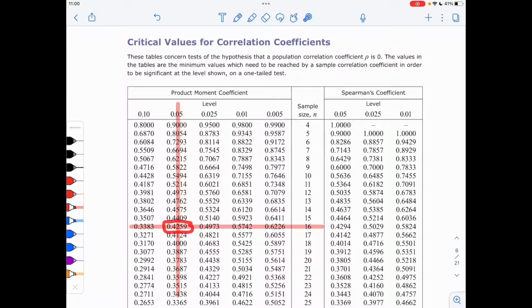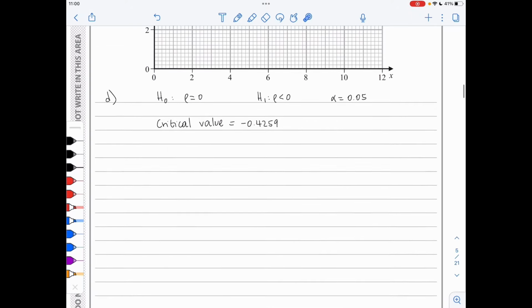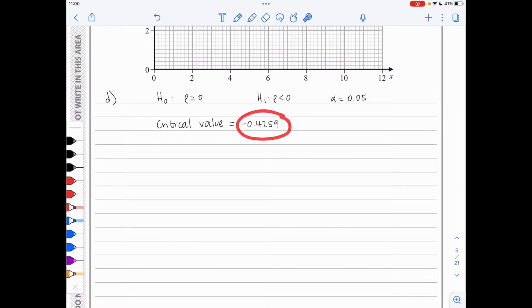It's the value that if I exceed, I will be able to reject the null hypothesis. Someone might be wondering, why did we say that the critical value is negative? Well, the critical value is negative because I'm looking for a negative correlation in my alternative hypothesis. I always find it useful to draw a bell-shaped curve here, and I will sketch what's happening.